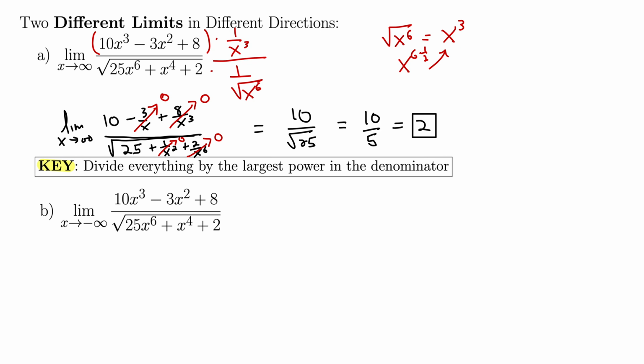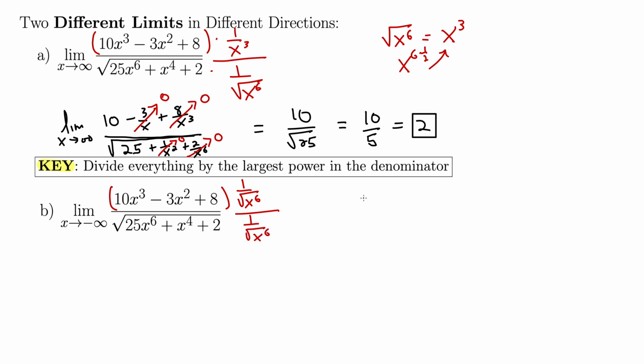Okay, now for the challenging part. For part B, we'll let x go to negative infinity for the same function. All right, we start off the same, divide everything by the largest power in the denominator. So once again, we're multiplying the numerator by 1 over the square root of x to the 6th, and down in the denominator as well, 1 over the square root of x to the 6th.